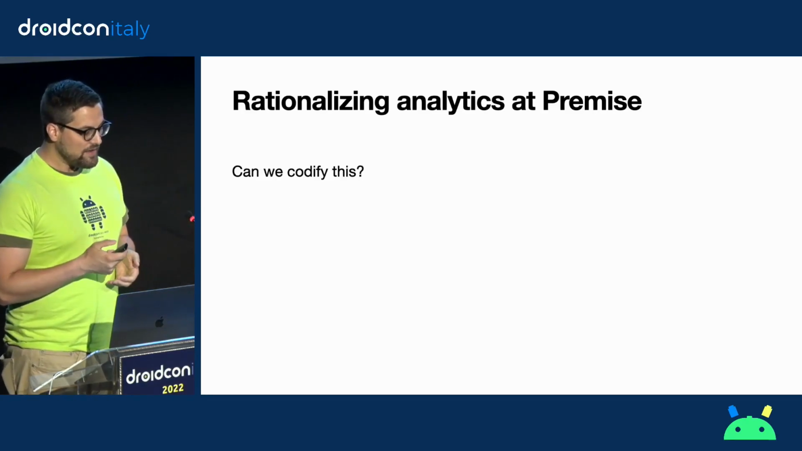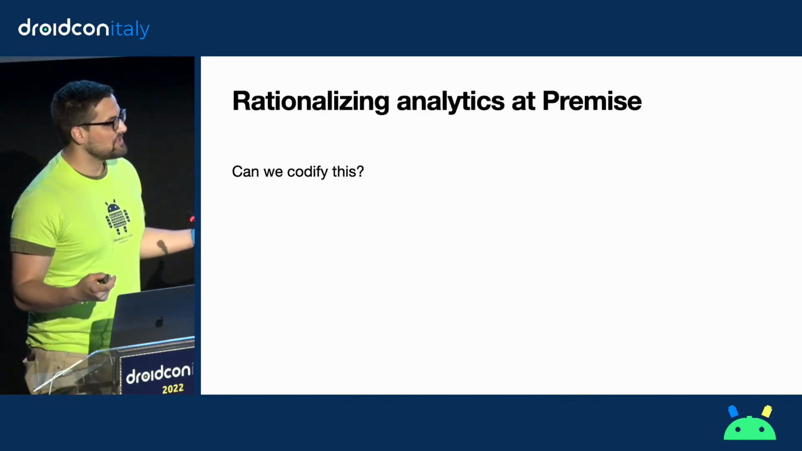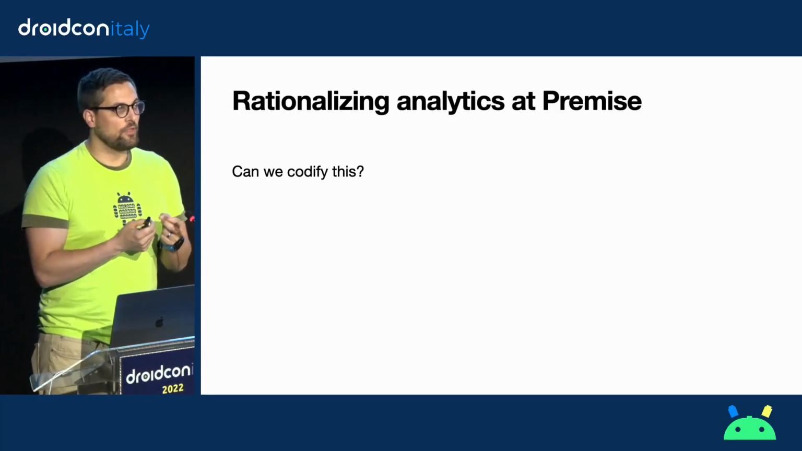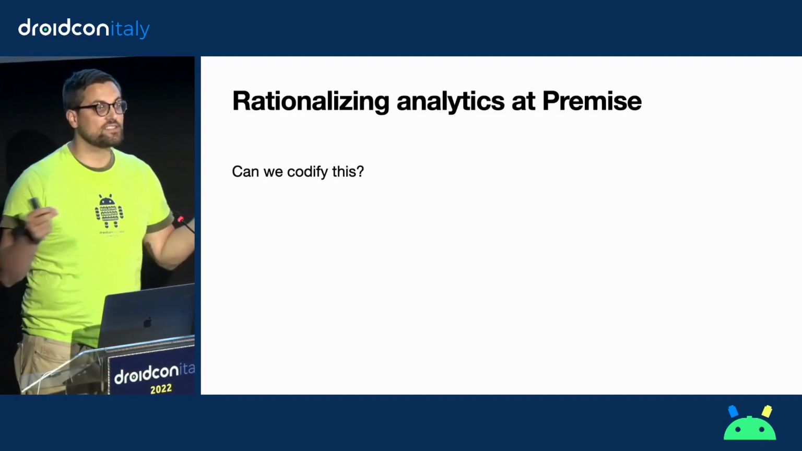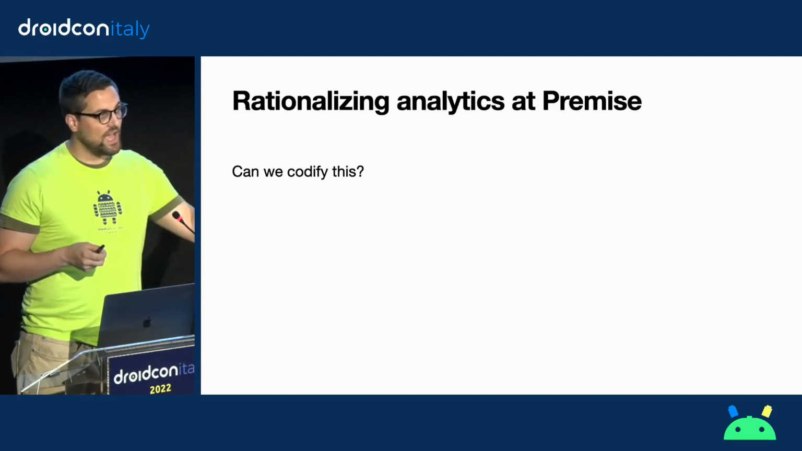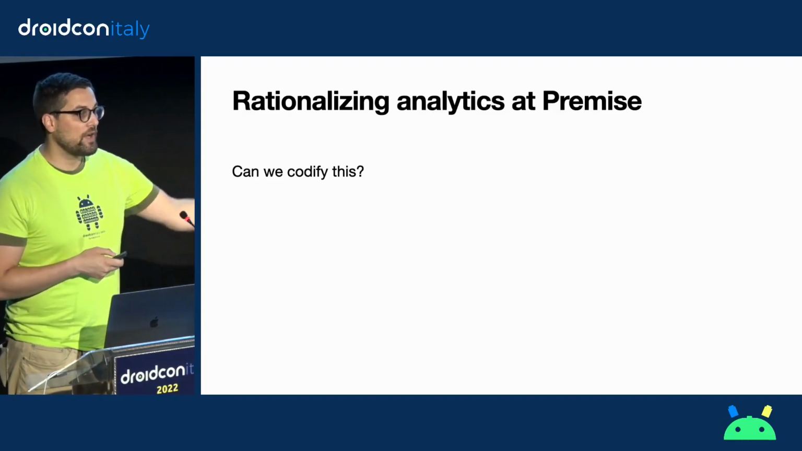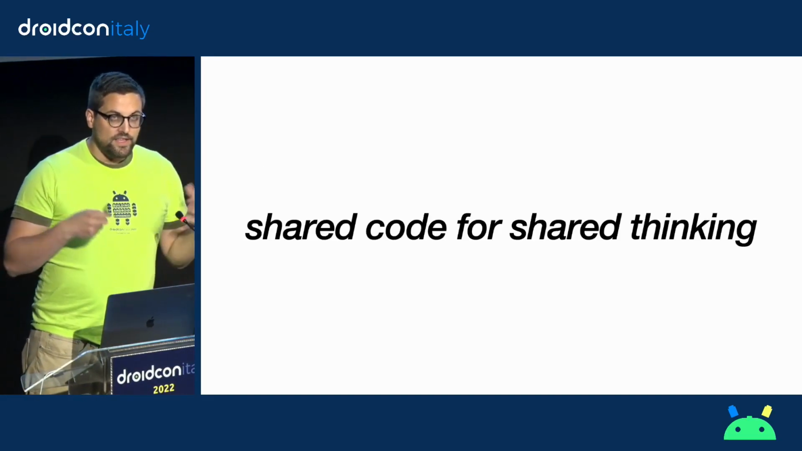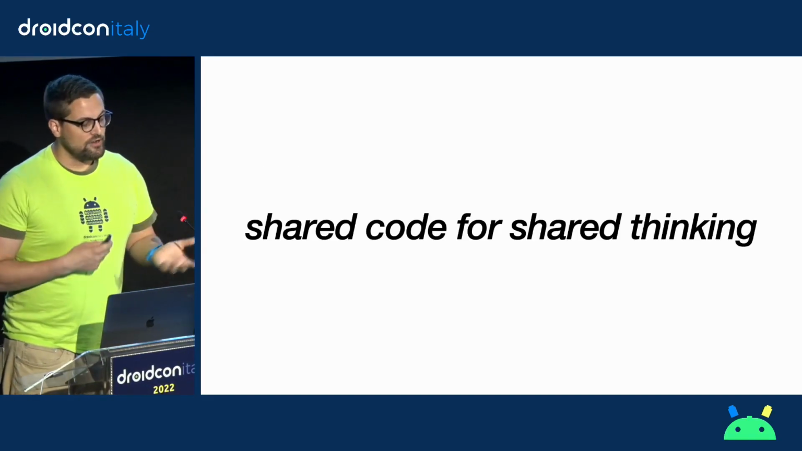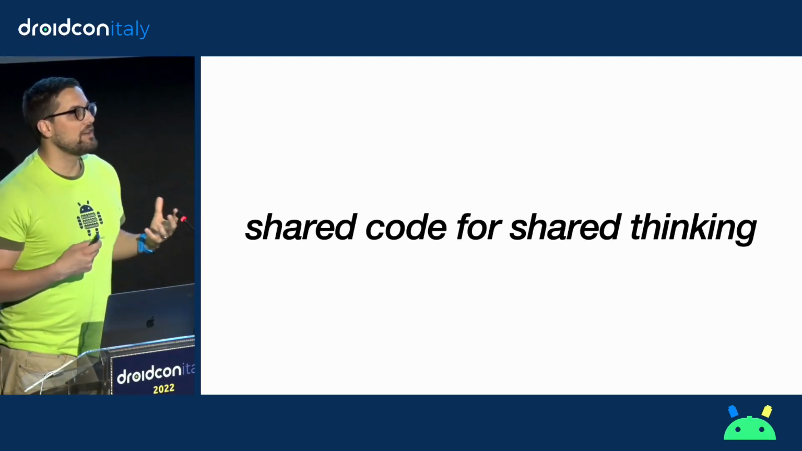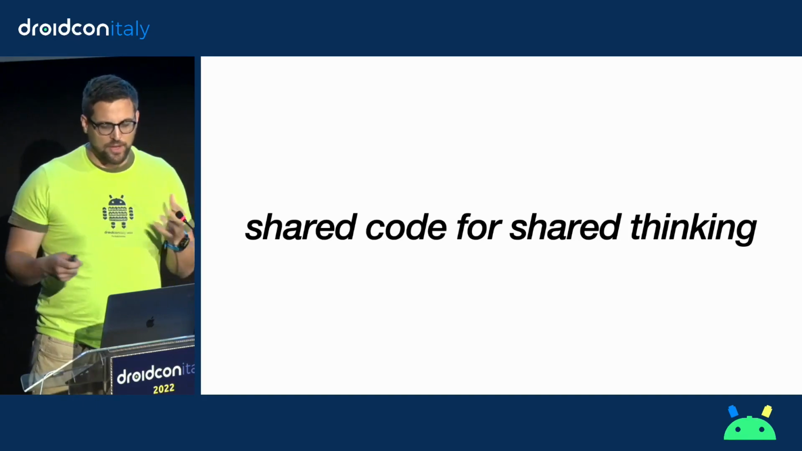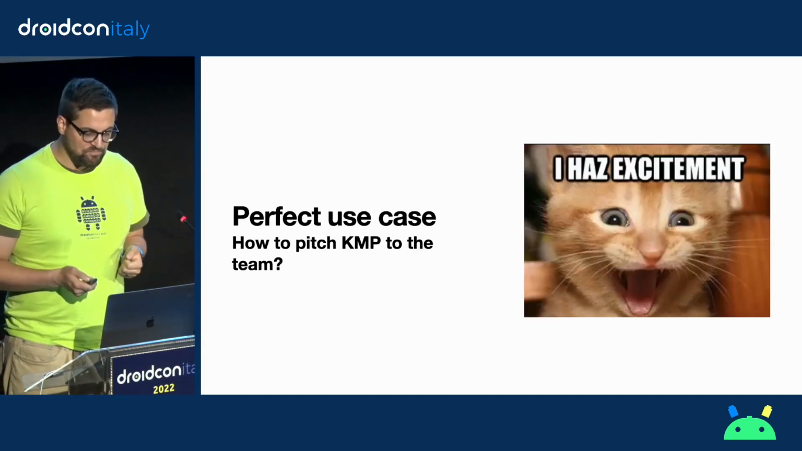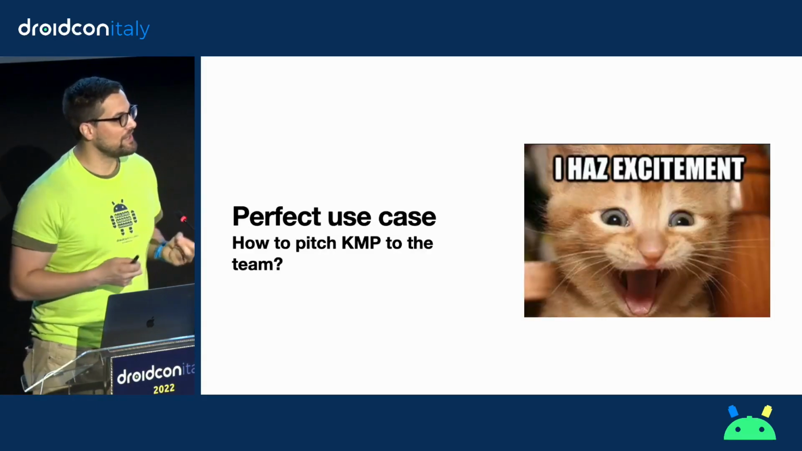So we had this doc, and we started to come to this next question then. All right, we have these shared rules, and the whole purpose of this exercise was to codify the thinking around analytics across our whole mobile platform. So it's a natural question to think, could we codify this in code? So this starts to bring you into this idea of shared code for shared thinking. So now we're starting to get into a multi-platform solution, a cross-platform, Kotlin Multiplatform, whatever you want to think about it. And so for me, this is where I started to get excited.